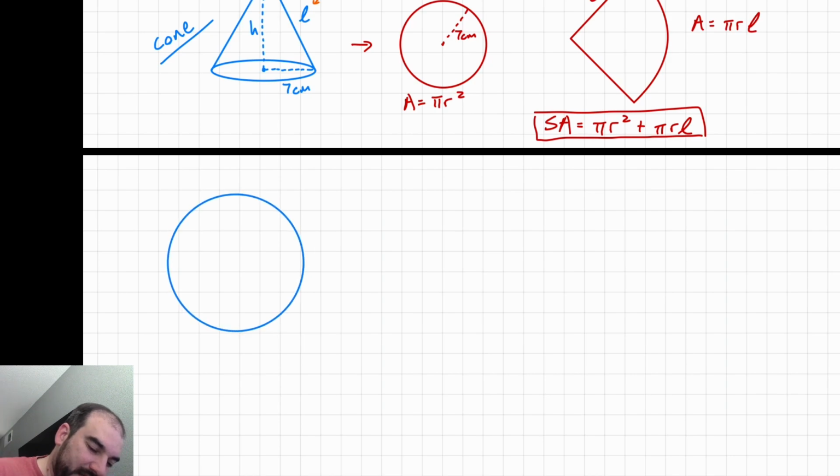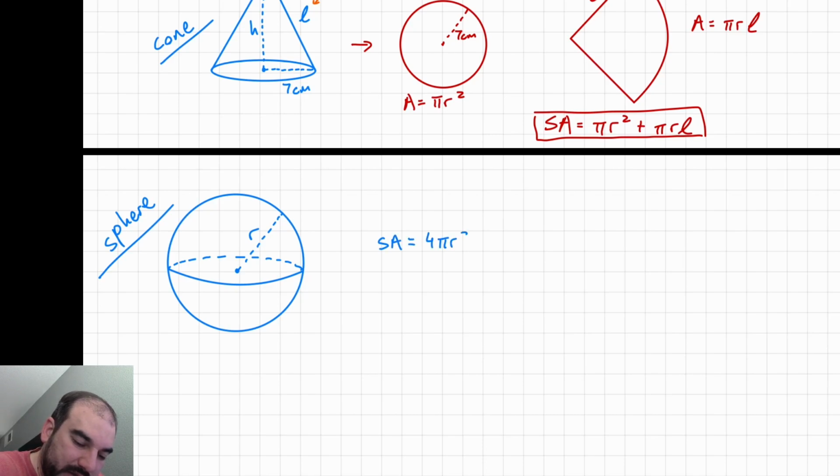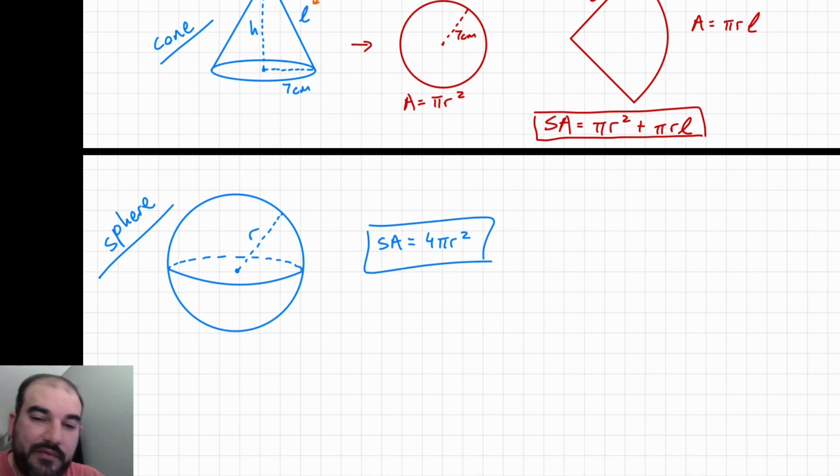Last thing we need to talk about is a sphere. So we'll draw a sphere here, and from the center of the sphere to any point on the surface is going to be called the radius r. A sphere only has one dimension to it. Well, it's a three-dimensional shape, but there's only one dimension that we have to define. It has a distance of r in all three dimensions, essentially. And a sphere has a surface area formula that is 4 pi r squared. So we have a nice little formula for the surface area of a sphere.